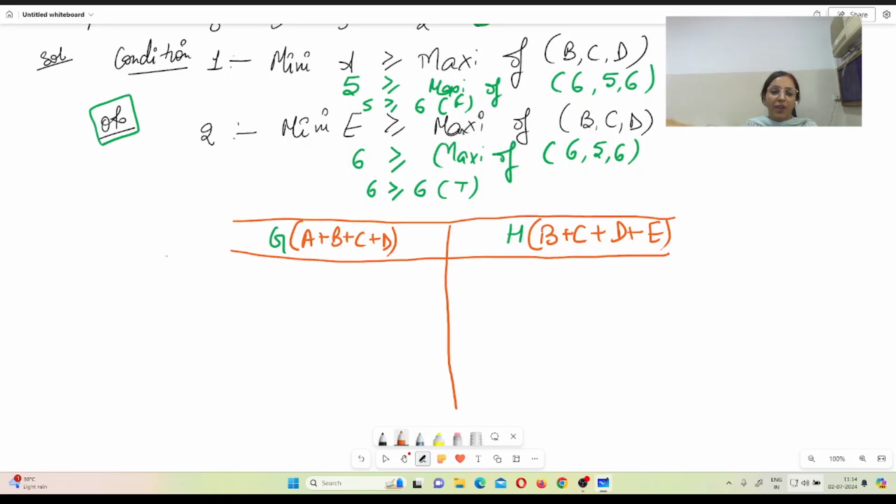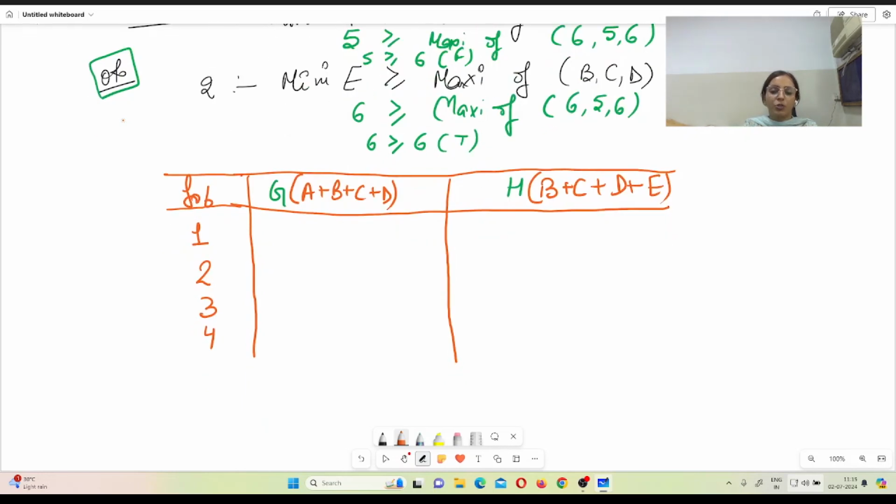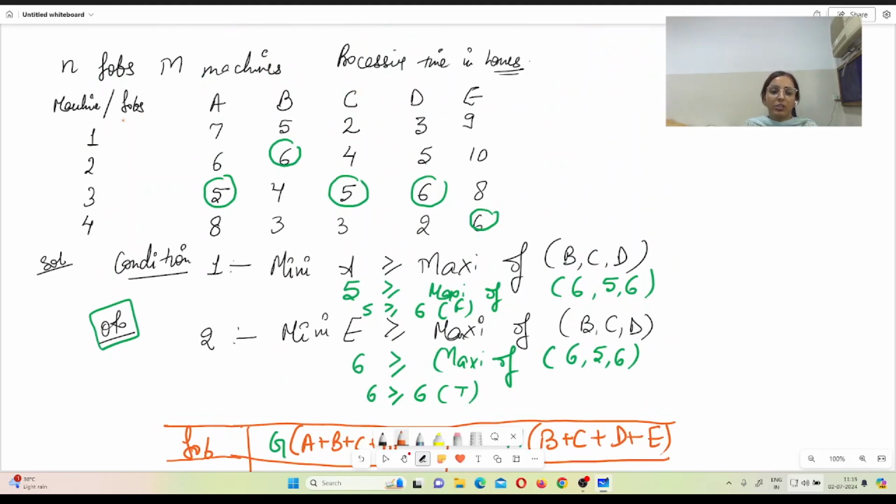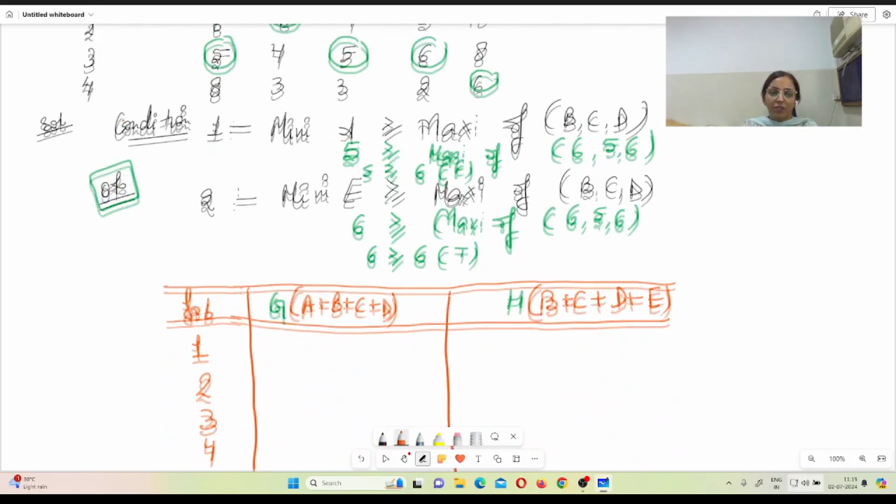And now we will find the job sequence over here. First, we write the jobs given in the question, that is 1, 2, 3, and 4. For converting the values to G and H, we add the processing times of A, B, C, D. So the A, B, C, D processing times are 7, 5, 2, and 3. Add the values, 7 plus 5 plus 2 plus 3, and we get 17. This is the way we add all the values, the same with all the jobs.